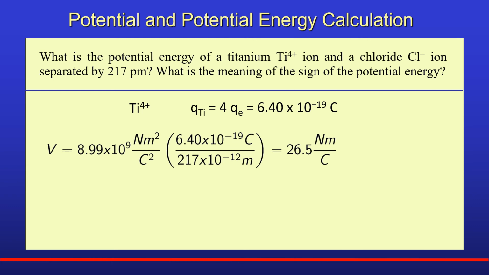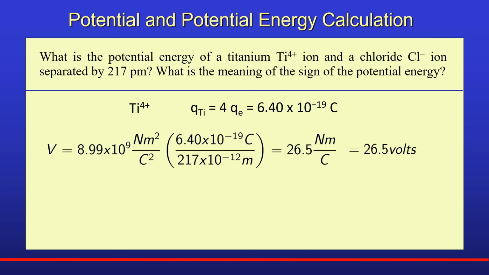You calculate the value. The value comes out to be 26.5 Newton meter per coulomb. That's a curious unit, Newton meter per coulomb. We could go to a textbook, to the internet, see if that's equivalent to something else, or we simply remember we're calculating potential, which is the same as voltage, so the 26.5 must be 26.5 volts.